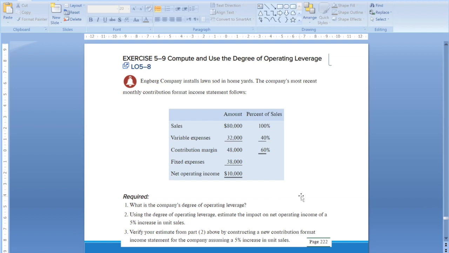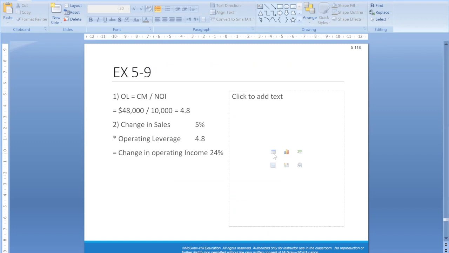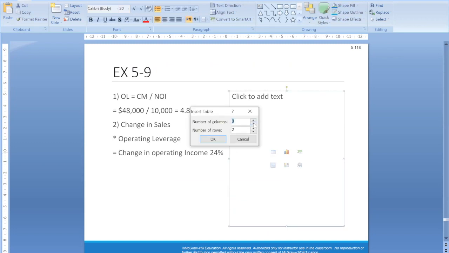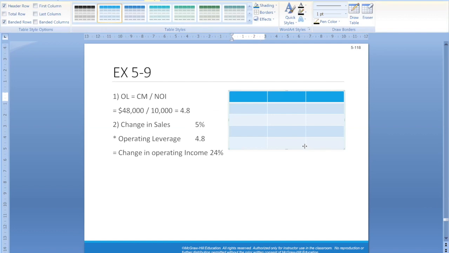Number three, verify your estimate for part 2 above by constructing a new contribution format income statement for the company, assuming a 5% increase in the net sales, which means I have to prepare the income statement again, assuming the increase in the sales is 5%, and let's see what will be the change in the net income.